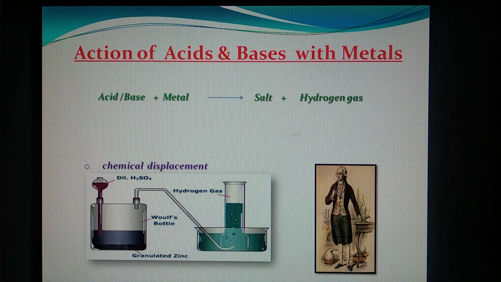The first chemical property of acids and bases is the action of acids and bases with the metals. See the general format of this chemical reaction: acid or base reacts with metal, gives salt and liberates hydrogen gas.